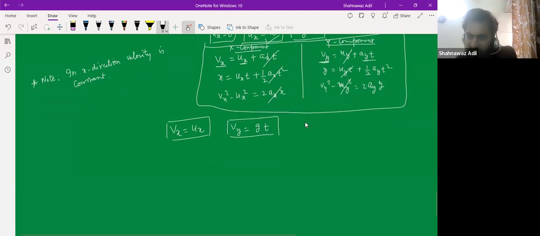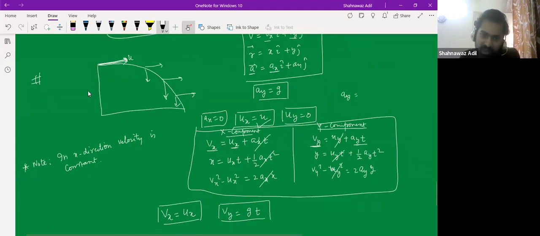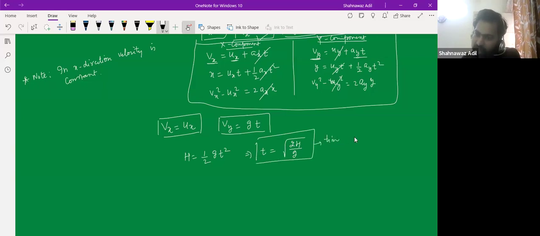And if we write the distance, let's say this height is given, some h. So y is h, and this would be equal to half, and ay is g, and t square. So t would be root over 2h by g. So this would be the time of flight for the case of horizontal projection.